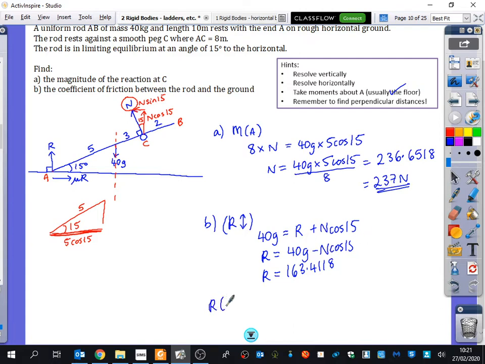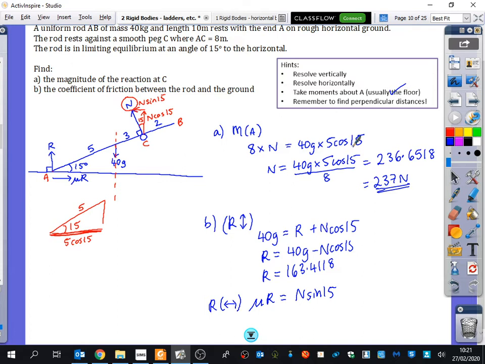We're now going to do the only other thing that we haven't done, which is to resolve left and right. Left and right, I've got that mu R is equal to N sine 15. Get yourself 2 marks here. In fact, I think this is 3 marks. You get 1 for knowing that friction is mu R, 2 for trying to do left and right, and 3 for it being perfect. So that's 3 marks, 6 marks, 9 marks. This is a huge question.